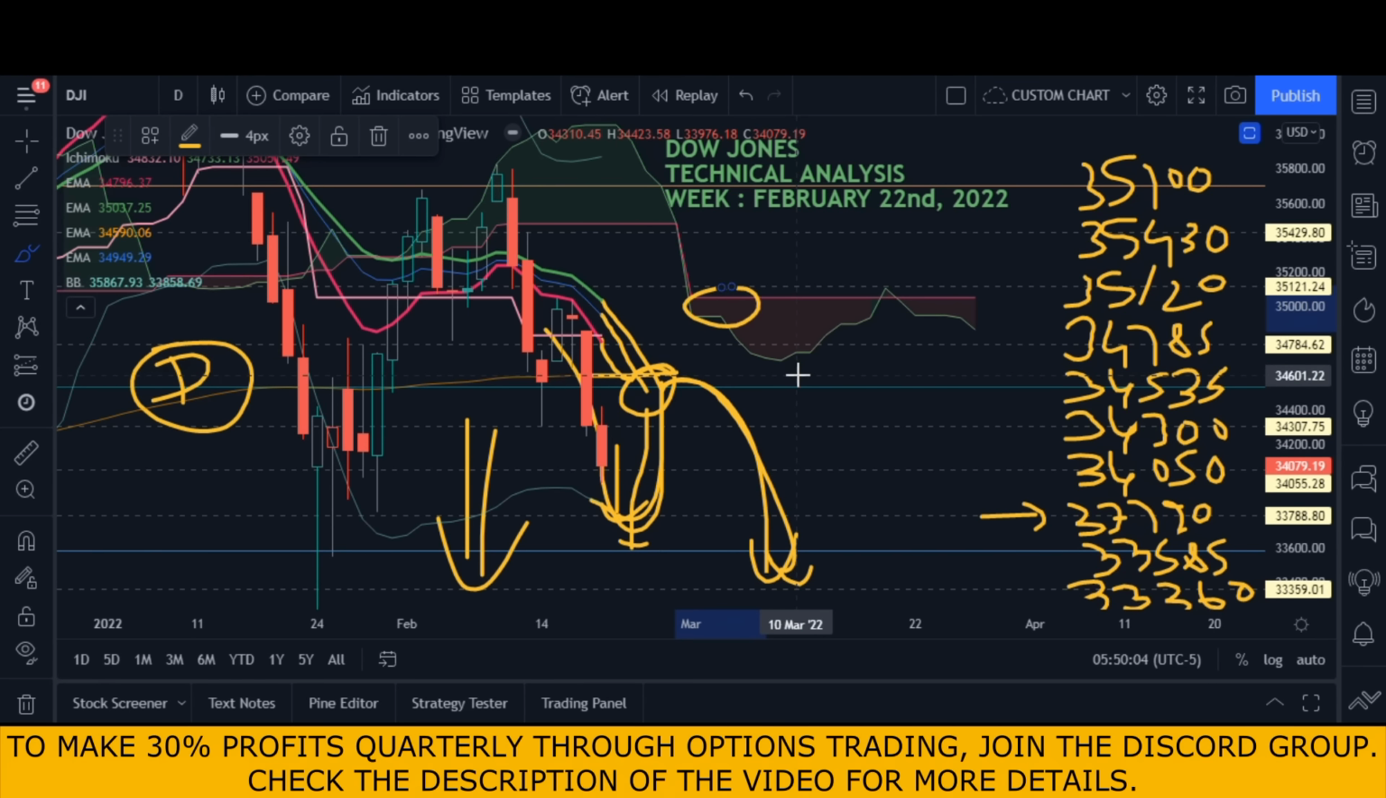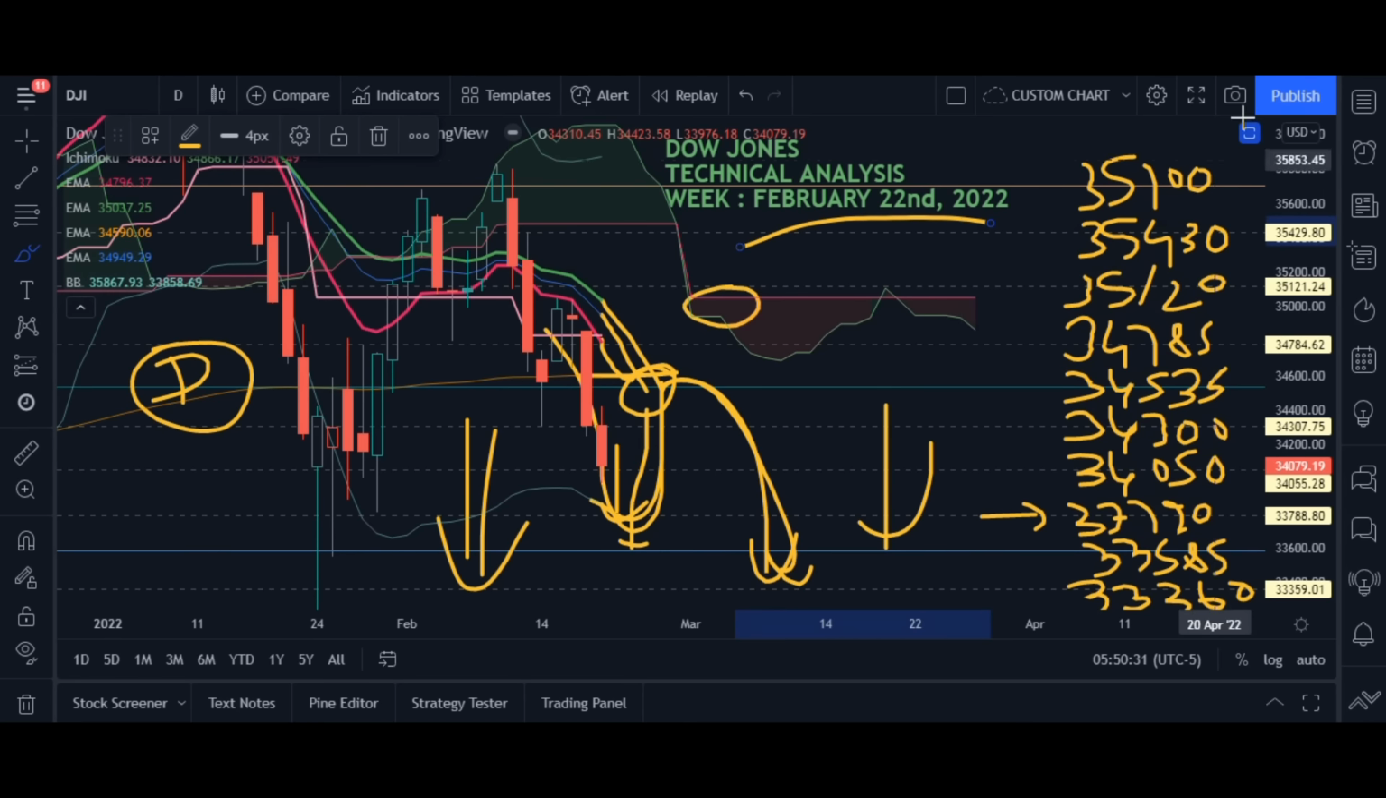And guys, this was my technical analysis of the Dow Jones Industrial Average Index for the week commencing from February 22nd, 2022.